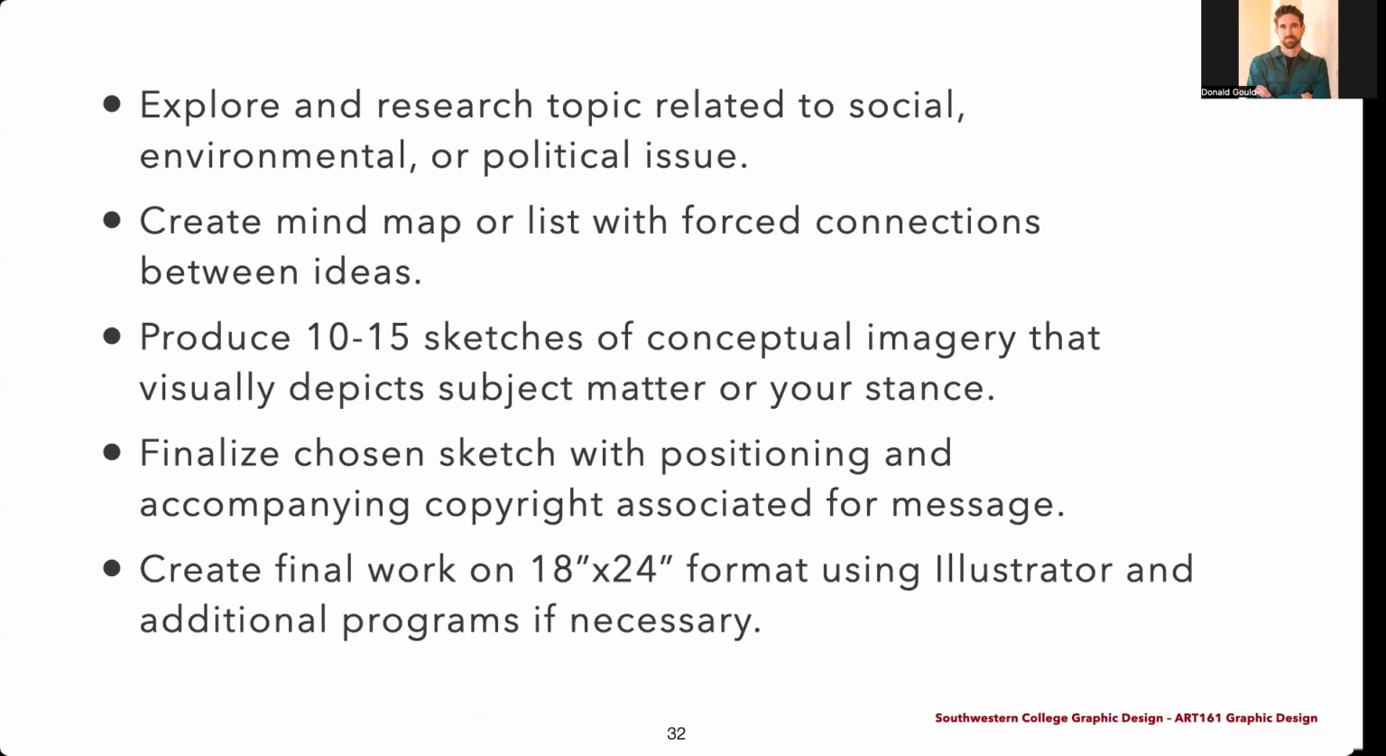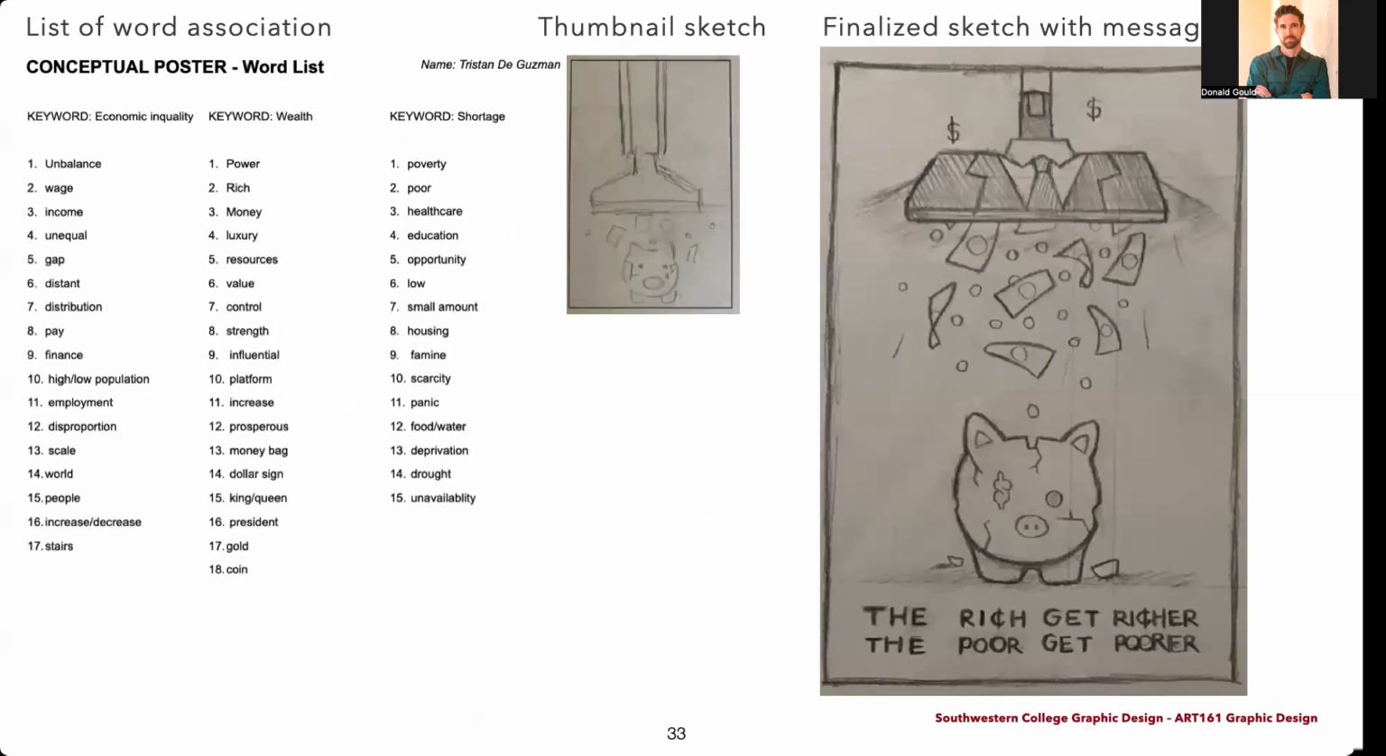And then you're going to finalize the chosen sketch that you think is working best and start to accompany that with some sort of messaging, some sort of text that's going to further define what it is that you are showcasing. And finally, you're going to create your final work on an 18-inch by 24-inch format using Adobe Illustrator and any other additional programs that may be necessary, such as Photoshop or any other programs that you feel are best suited for that project. So this is just a final example here of the list of word association.